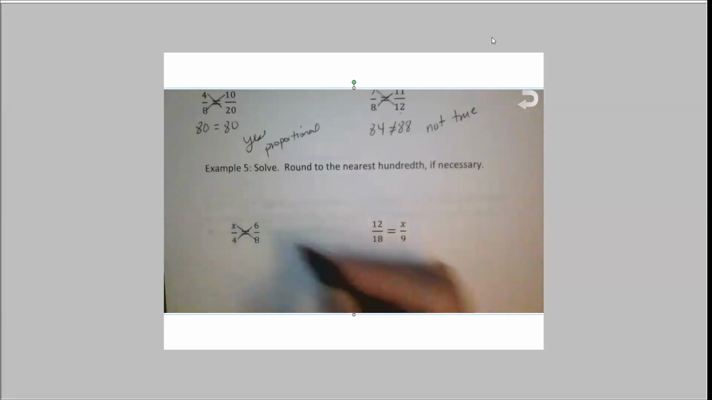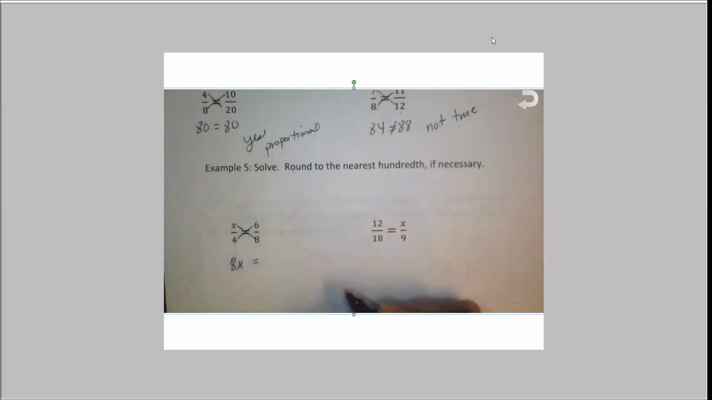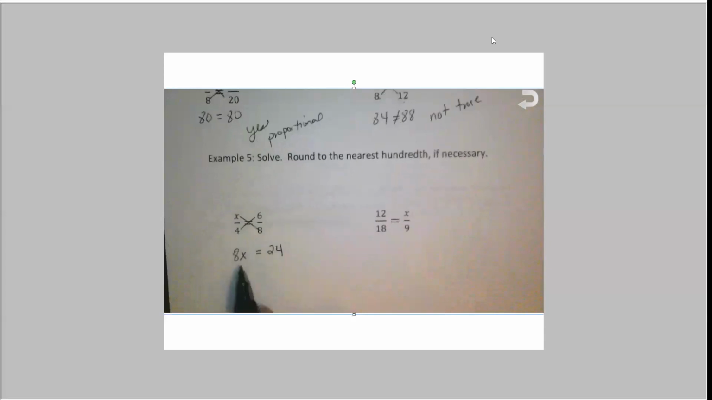We solve proportions by cross multiplying. 8 times x is 8x, and 6 times 4 is 24. This is actually just a one-step algebraic equation. I can solve for x by dividing both sides by 8. Something times 8 is 24, and if I divide 24 by 8, I see that that number is 3. So that's saying that 3/4 is equivalent to 6/8.